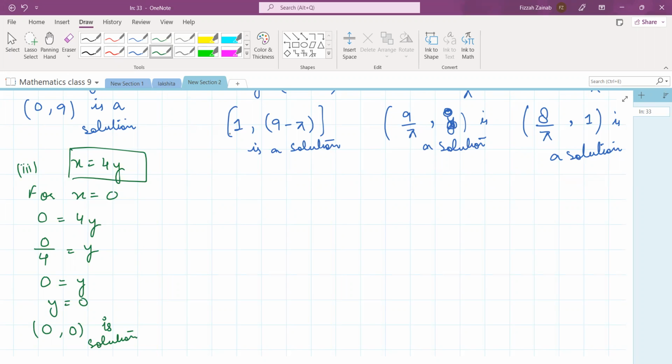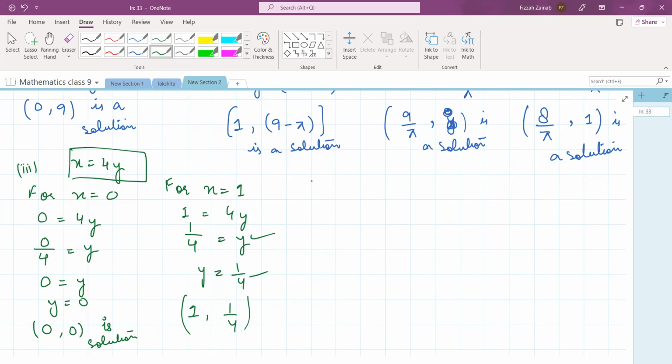Okay. So next we can take x is equal to 1. So for x is equal to 1, let's see. So 1 is equal to 4y, right? And 1 divided by 4 is equal to y, or you can say y is equal to 1 by 4. It's actually the same thing. So that means x is 1 and y is 1 by 4 is the solution, correct?